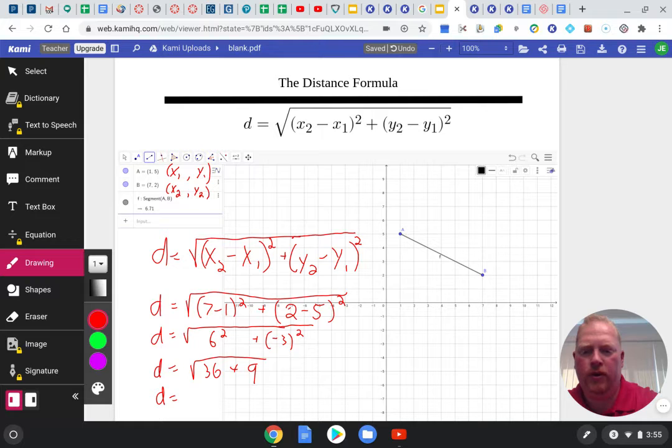So I get the square root of 45, which if I plug that in my calculator, is going to be about 6.7. So that means the length of AB is about 6.7 of these blocks. Now, just to verify that we're right, notice how this program that I used already calculated the distance. So that's just proof that the distance formula works. As a matter of fact, that's probably how this program determined that, by using the distance formula. Let's do another example.